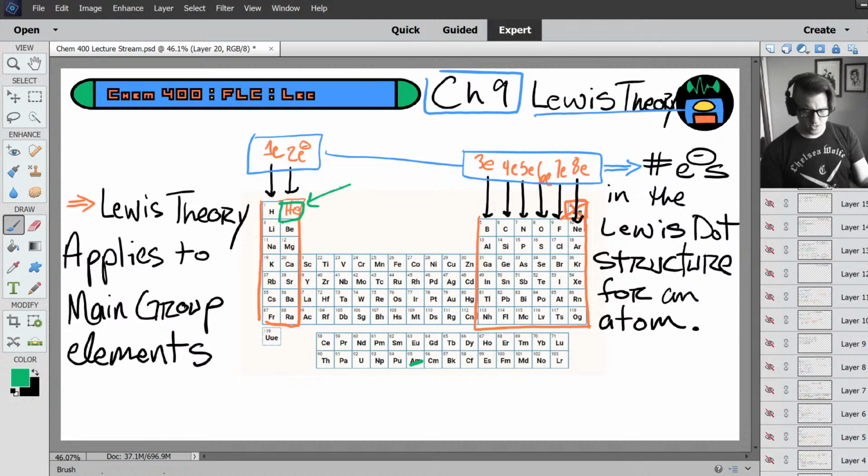All right? So that's where we're going to call it a day for a lecture. We'll continue our discussion with Lewis theory on Monday. And we'll start using it to construct our very first molecules to look at how atoms come together and form bonds, both ionic and covalent, to make molecules. So that'll be an exciting day.